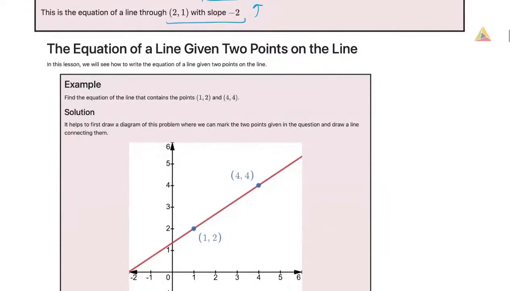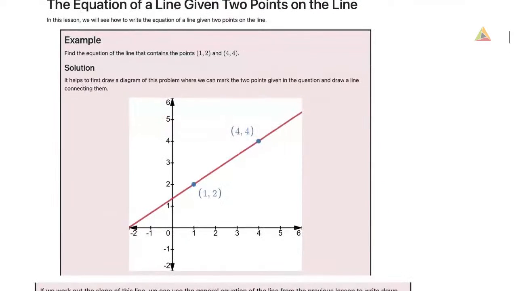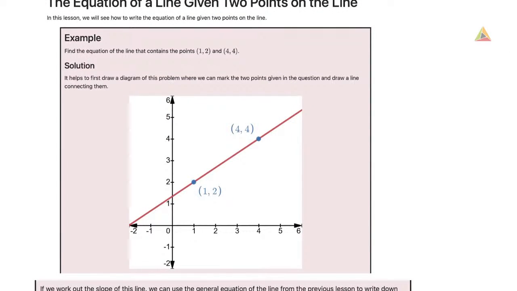Okay, so we are on to another example now, and it's asking us to find the equation of the line that contains the points (1, 2) and (4, 4). So this time we're given 2 points, so x1, y1, and x2, y2. So remember, when we're getting the equation of a line, we need two things. We need the slope and we need at least 1 point. So we need to calculate the slope first.